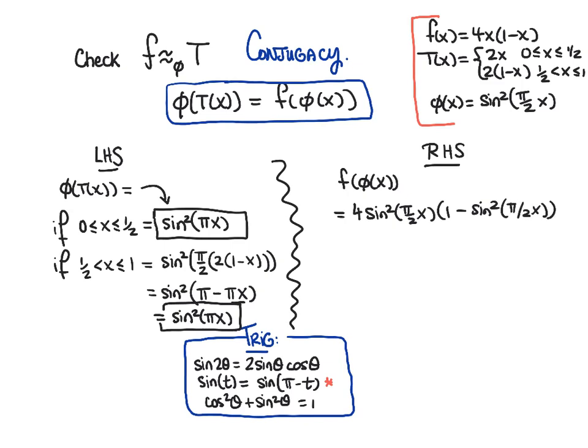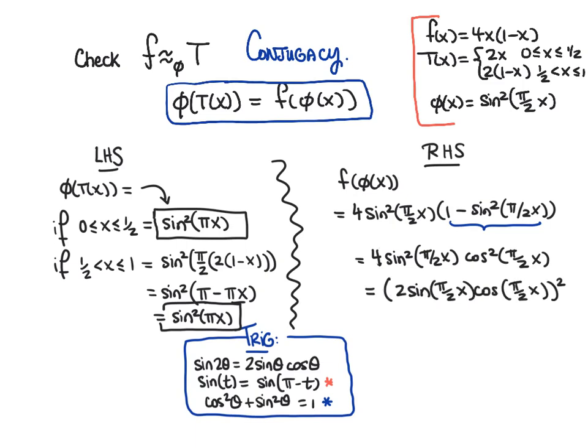And we need to simplify this. So for the first part, we can use our trig identity down here. So that's just cosine squared. Next, we can actually rewrite this under one square. And finally, we can use our third trig property right here, which we're going to use on this one. So we end up with sine of 2 times pi over 2 x, all squared. And so this is sine squared of pi times x.